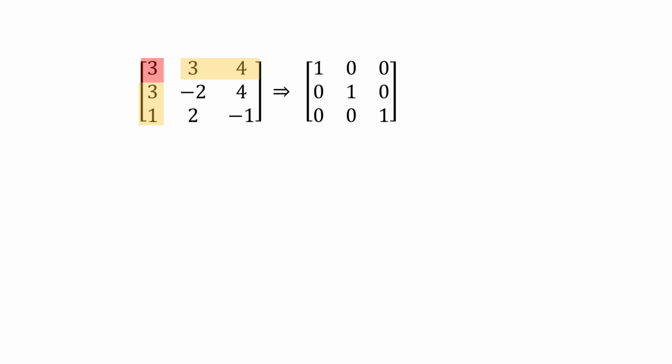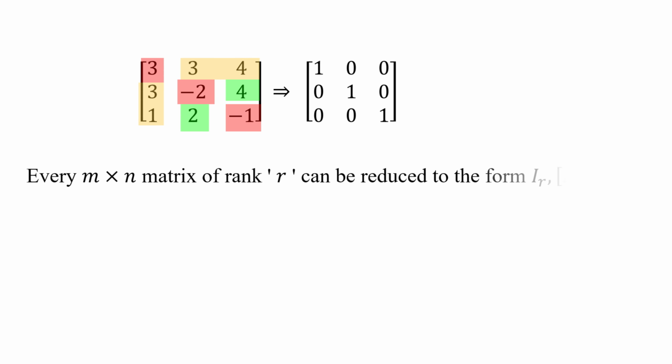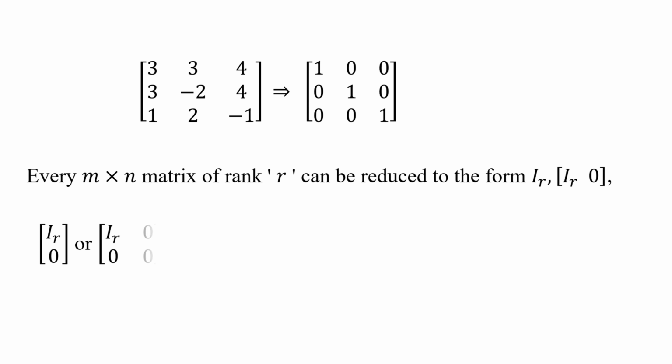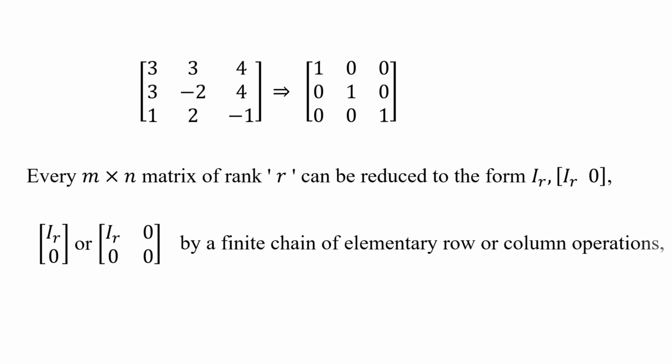In the next step, making this element as 1, followed by making these elements as zeros using R2, and then reducing these elements to zeros using C2. Then this will be made as 1. So every m cross n matrix of rank R can be reduced to the form IR by a finite chain of elementary row and column operations where IR is I-rowed identity matrix.